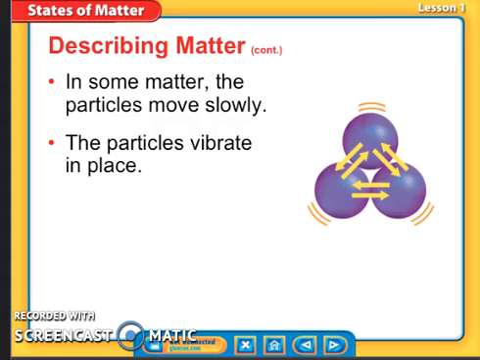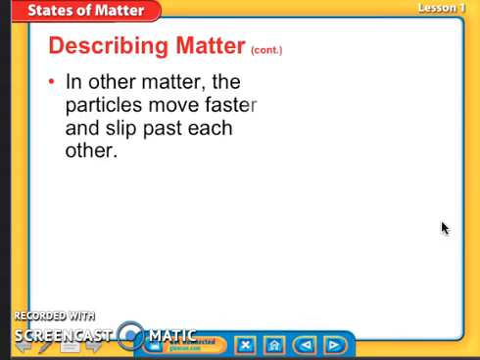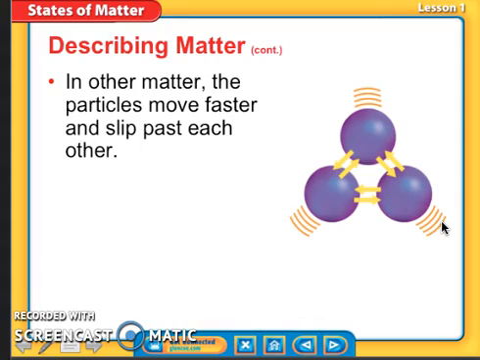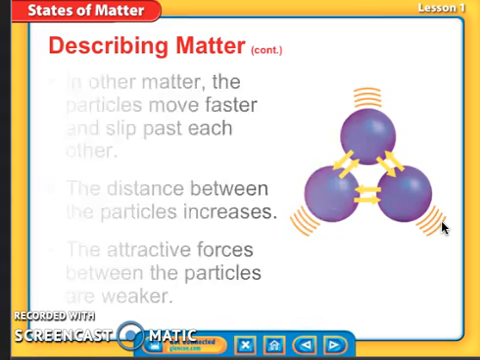The attractive force between particles that are very close, that vibrate in place, is very strong. Okay, they have this bond together. That's why you see these arrows going back and forth to one another right here. Right here shows that their force is strong, and the little round things next to them show they're vibrating. Now, in other matter, the particles move faster and they slip past each other. As you can see, there's a little bit of a gap here. The distance increases and the attractive force is weaker than the last picture.